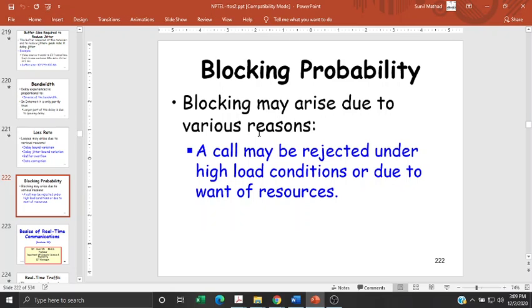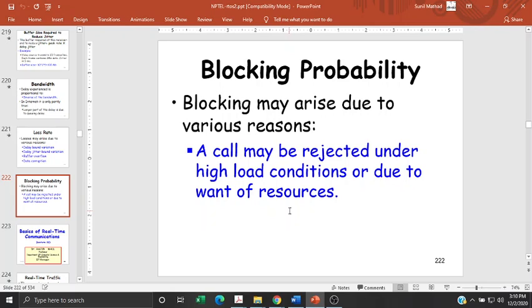So blocking probability, as we have stated, may arise due to various reasons. A caller may be rejected under high load conditions or due to want of resources. That's what I quoted. A celebrity arrives, and normally a base transmission station has the capability of 300 calls, including the caller and callee. So if there are more people and all of them simultaneously want to make a call, normally the call will not be connected. That is what is called blocking probability.